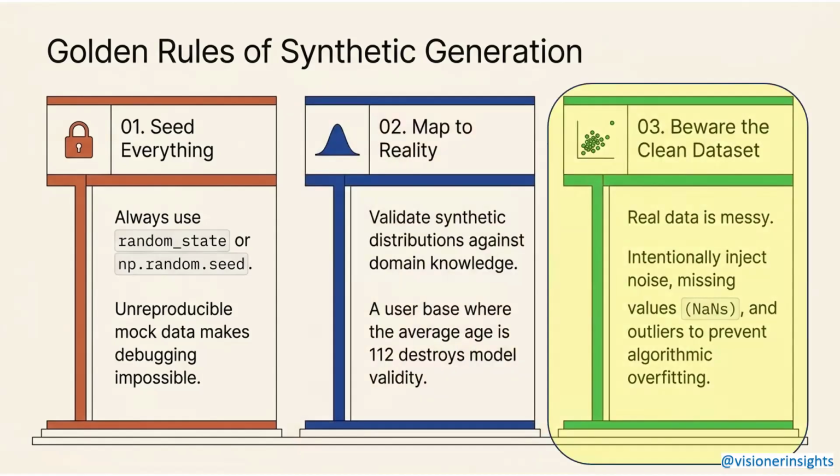And finally, our third rule. Beware the perfectly clean dataset. I'm serious. Real-world data is a mess. It's got missing values, typos, weird outliers. It's chaotic. If you train your model only on pristine, perfect data, it's going to be brittle, and it'll break the second it sees the chaos of reality. So you have to be intentional about injecting some of that messiness back into your synthetic data.